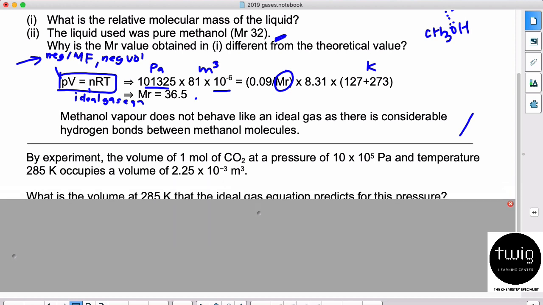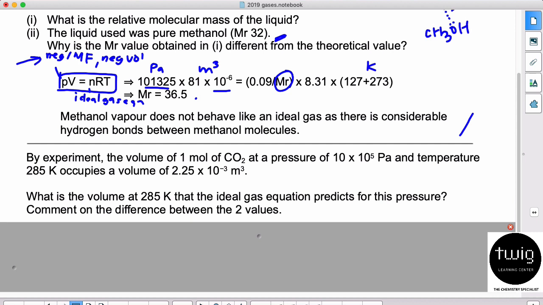This is also another common question for gas. The next one they say, by experiment, this is the actual volume of the space occupied by the carbon dioxide. Then they ask, what is the volume that the ideal gas equation predicts? So we're going to use the ideal gas equation to calculate the volume.